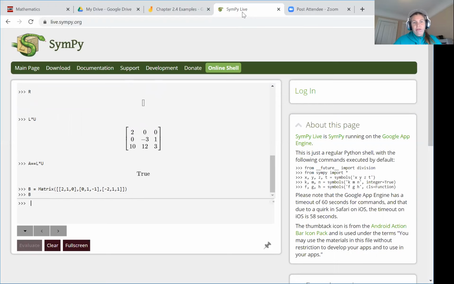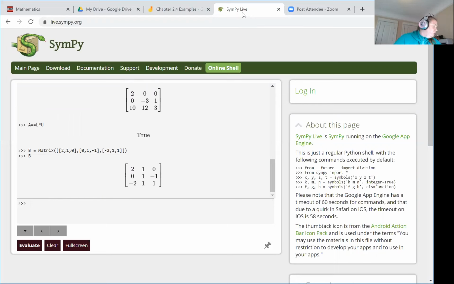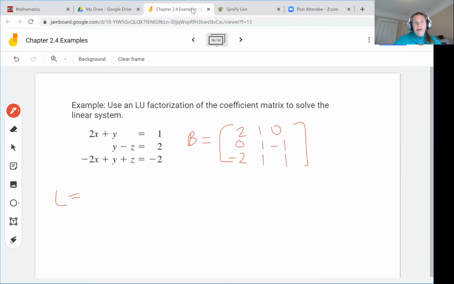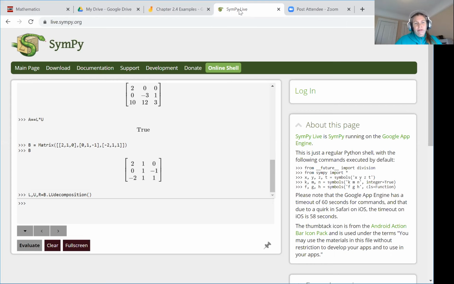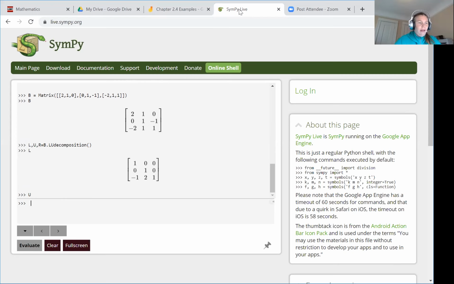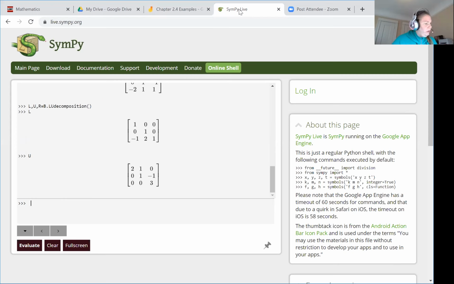And then we can type B just to verify. Matrix B is just what we had in our handwritten example. And I'm going to go through the decomposition. So I'm going to say LUR equals B dot LUdecomposition. This will save new matrices L and U. And then I can check, here's matrix L, and here's matrix U.